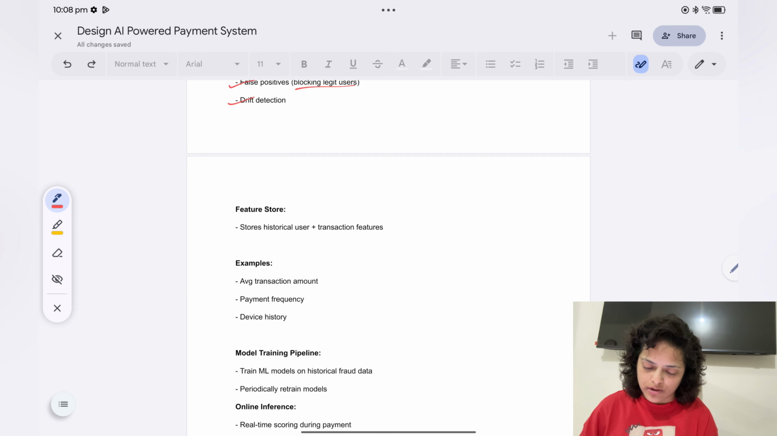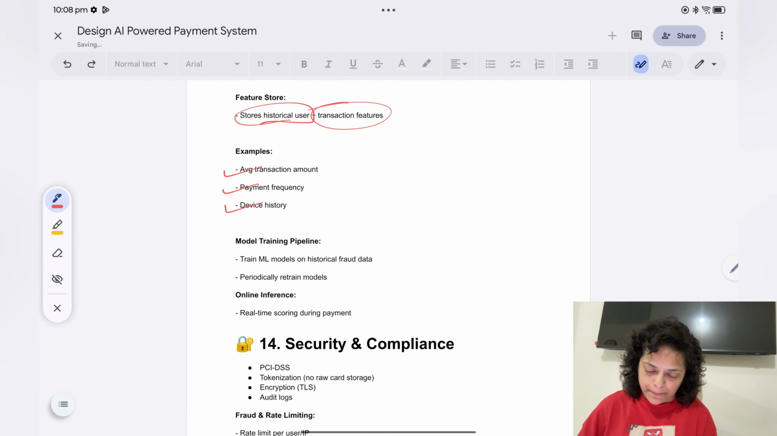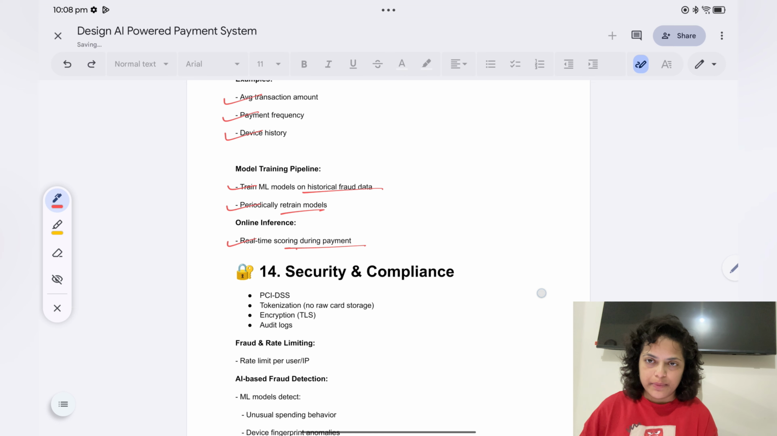Now the feature store. The feature store stores historical user and transaction features, for example average transaction amount, payment frequency, and device history. Model training pipeline: here we will train the ML model on historical fraud data and periodically retrain the model. Online inference means real-time scoring during payment.